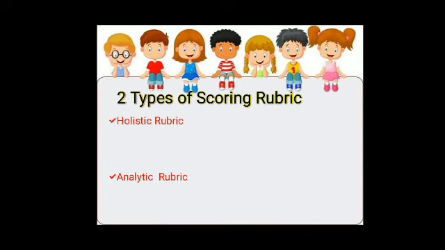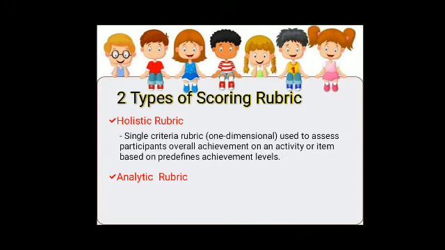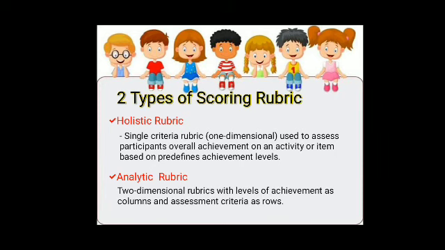What is a holistic rubric? A holistic rubric is a single criteria rubric or a one-dimensional rubric used to assess participants' overall achievement on an activity or item based on predefined achievement levels. The performance descriptions are written in paragraphs and usually in full sentences. The analytic rubric is a two-dimensional rubric with levels of achievement as columns and assessment criteria as rows. This rubric is written in a table form.